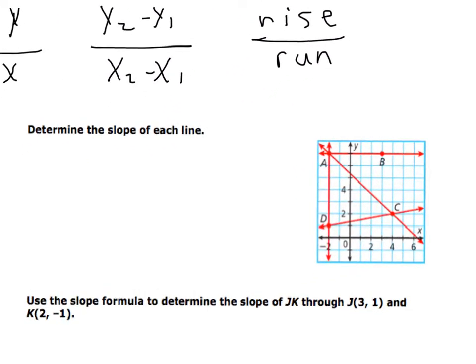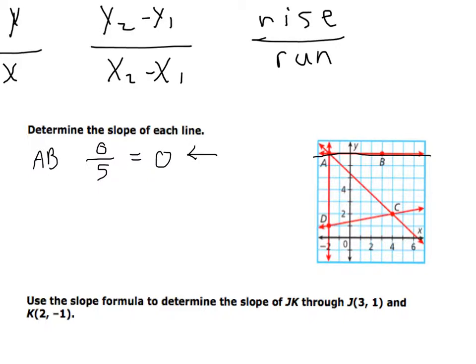Okay, so let's start with line AB. We want to find the slope of that. And we know that the rise from A to B would be 0. And the run would be 1, 2, 3, 4, 5. Okay, so we know that 0 divided by 5 would be 0. Now you should remember that a horizontal line has a slope of 0.